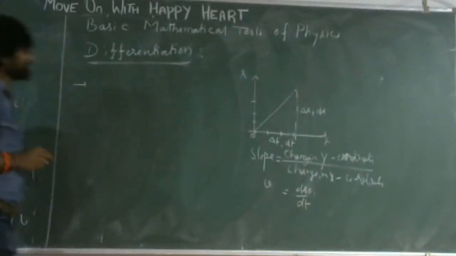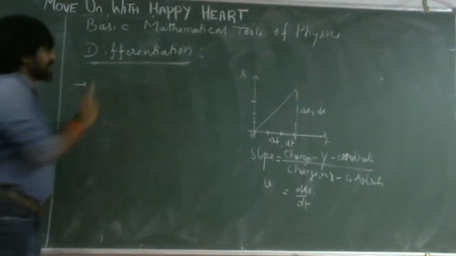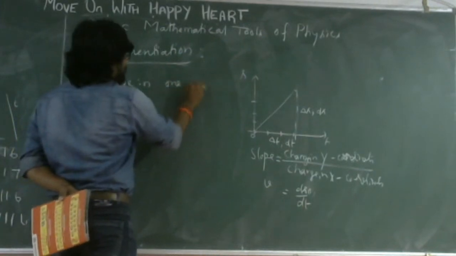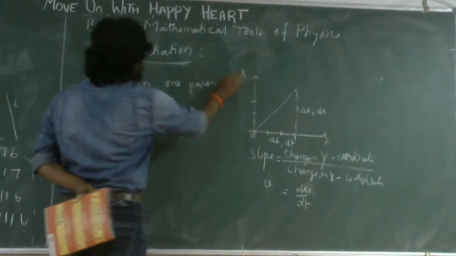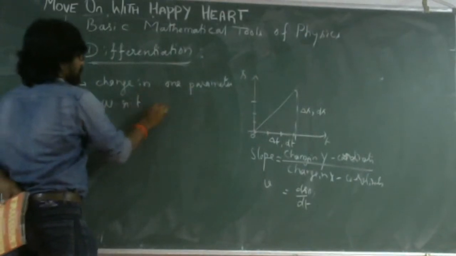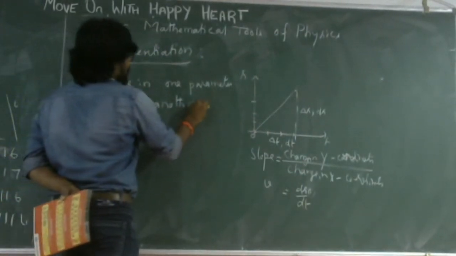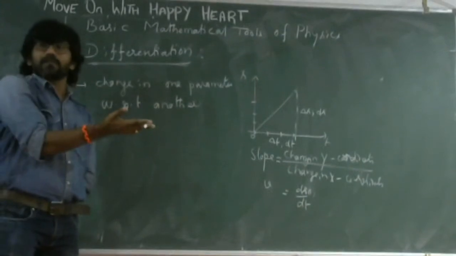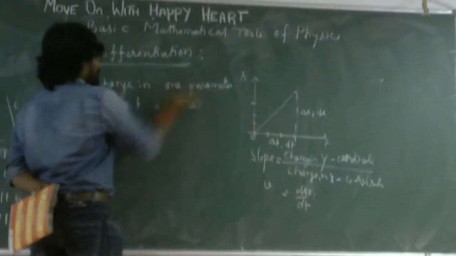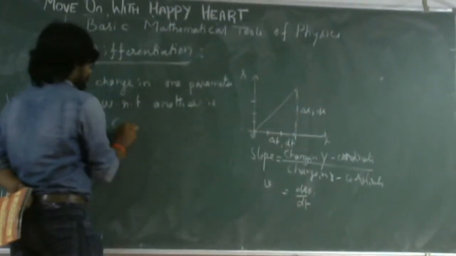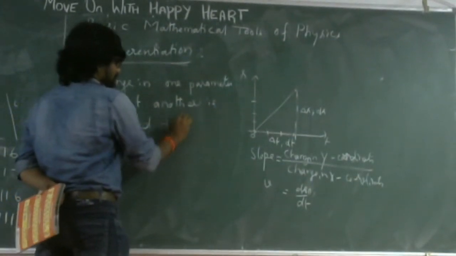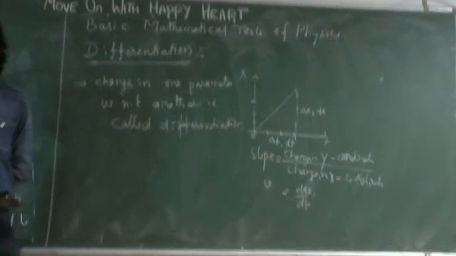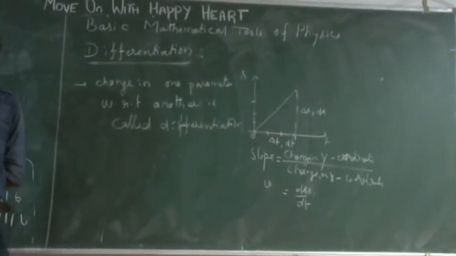Okay. So, the meaning of differentiation is change in one parameter with respect to another gives differentiation of that first parameter with respect to the second one. Simply you can say change in one parameter with respect to another is called differentiation. This is one way I am telling. You can define it in different ways. This is one way of understanding what differentiation means.